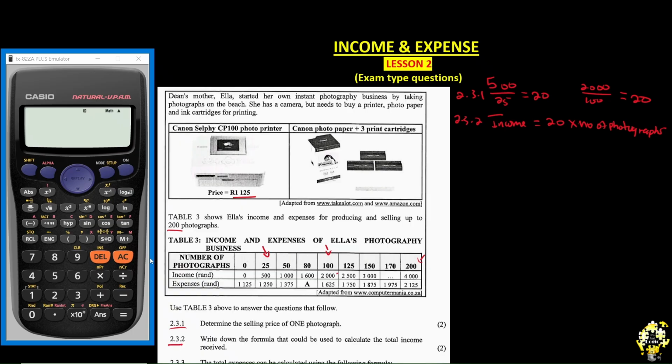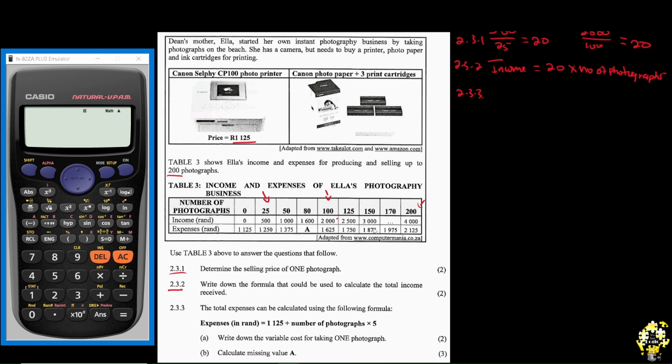But like I told you, sometimes they're not going to ask you to calculate selling price. You must do it either way, because if they ask you for the formula for income, you must use the selling price. And then we go to 2.3.3. Let's see what 2.3.3 has to say. The total expenses can be calculated using the following formula. So they are telling us. You see, told you, sometimes they will, sometimes they will not.